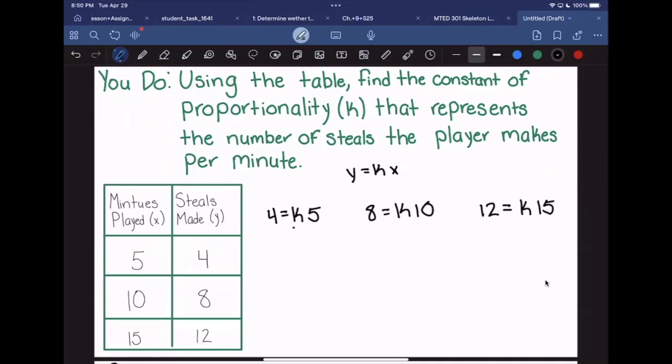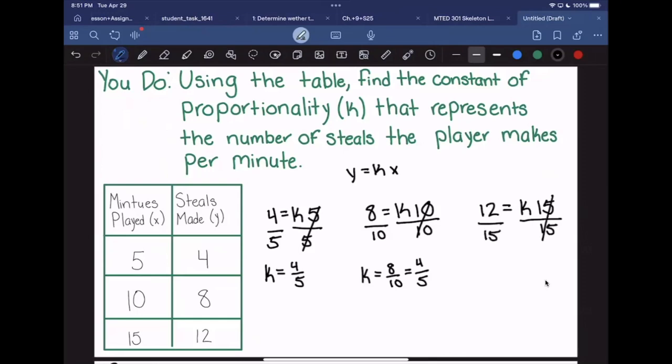Our first equation, we'll divide both sides by 5. k is equal to 4 over 5. Our next equation, we'll divide both sides by 10. k is equal to 8 over 10, which if we simplify, is 4 over 5. And then our last equation, divide both sides by 15. k is equal to 12 over 15, which is equal to 4 over 5. Thus, our constant of proportionality, k, is equal to 4 over 5.